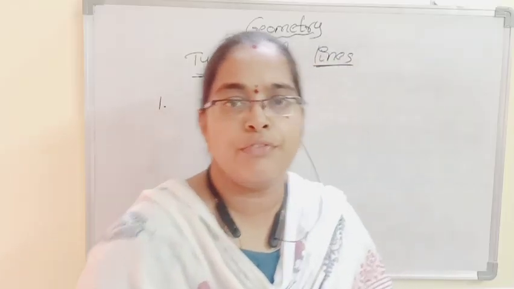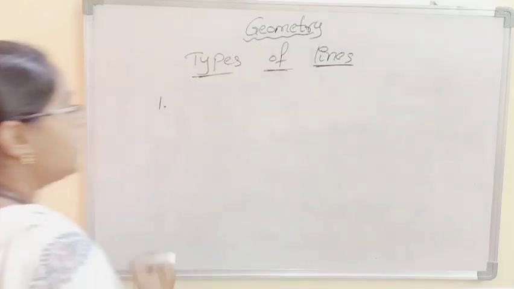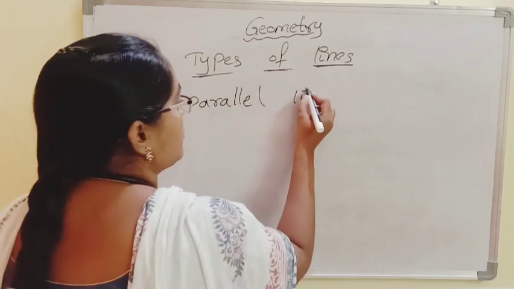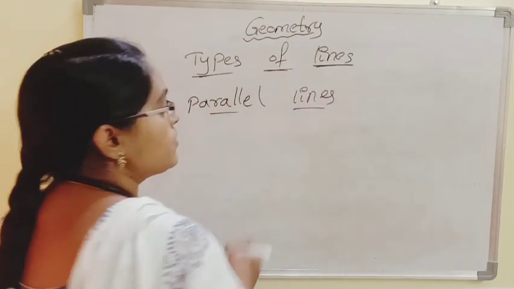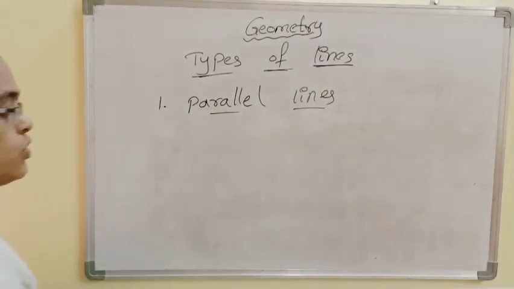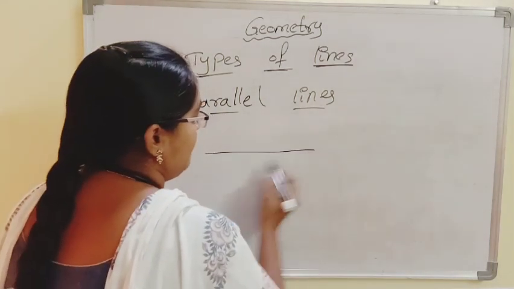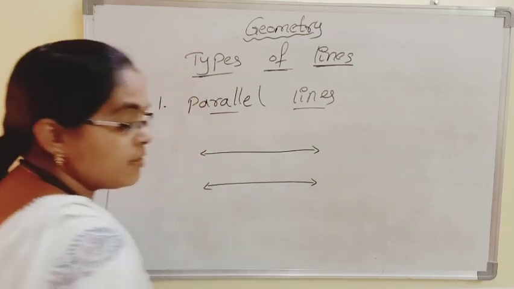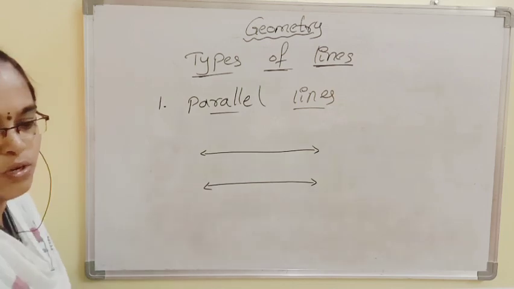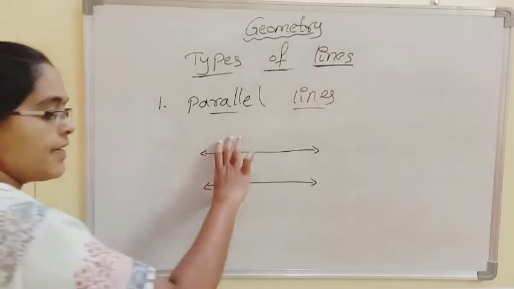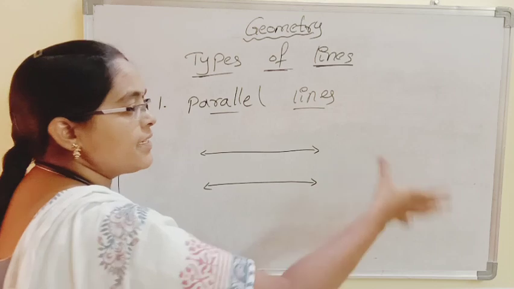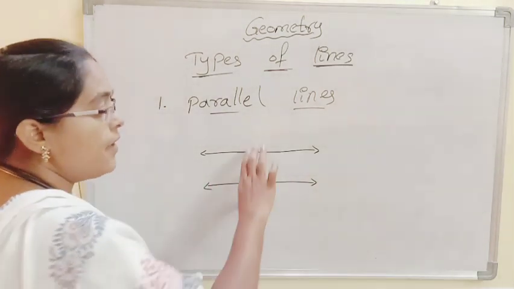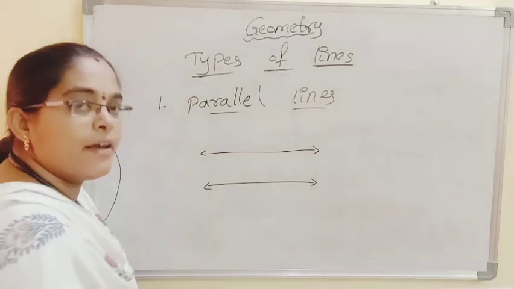Now see the types of lines. We have different types of lines. In that, the first one is parallel lines. What are parallel lines? If two lines are in the same plane, see these two lines we have, and these two lines are in the same plane. The two lines in the same plane which do not intersect at any point, then these lines we are calling parallel lines.